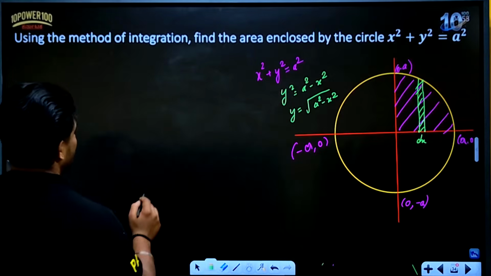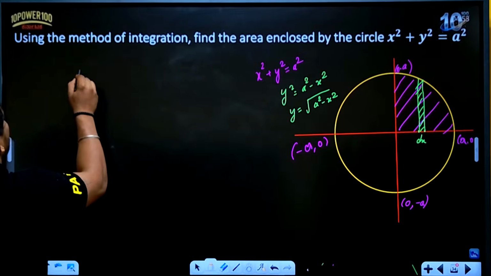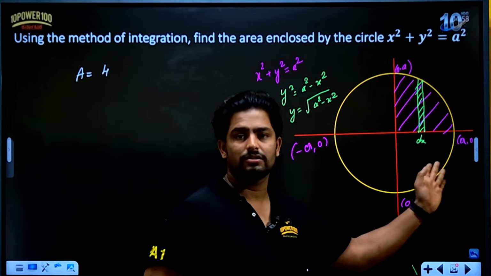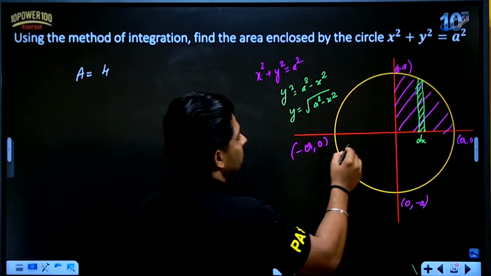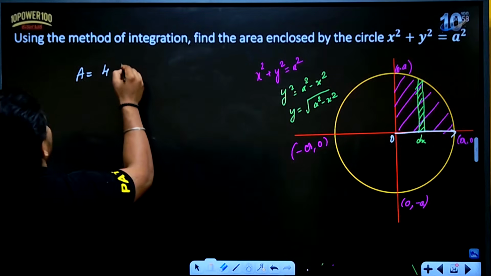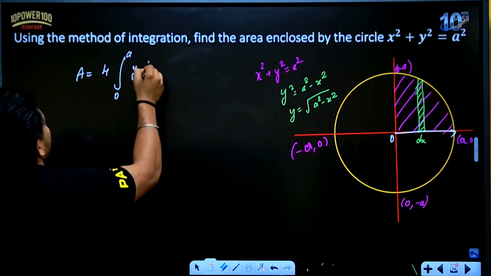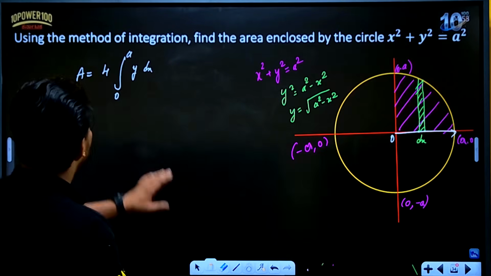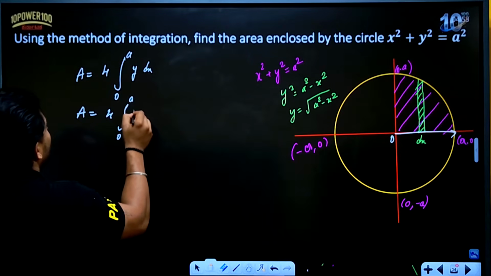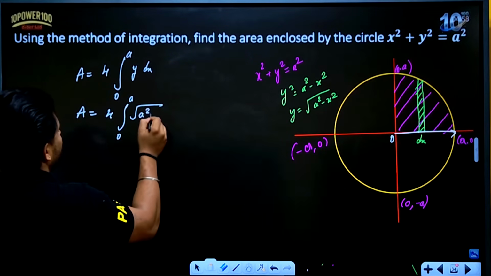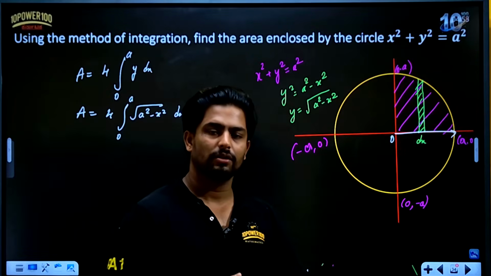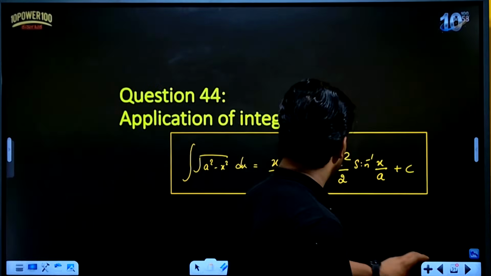Okay, so I'll write the formula directly. The formula is area is equal to 4 times, because here we find only one region's area, it is actually into 4. So 4 times the integral with limits from 0 to a, so it is 0 to a of y dx. This is the standard formula. Now what is y? y is nothing but root of a square minus x square. So area is equal to 4 times the integral from 0 to a of root of a square minus x square dx. So now we are saying it's an application of integral, but here integration is very little, because we write the direct formula. So this formula we are going to use here.